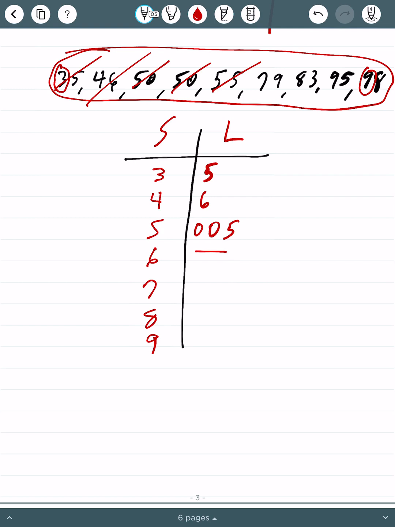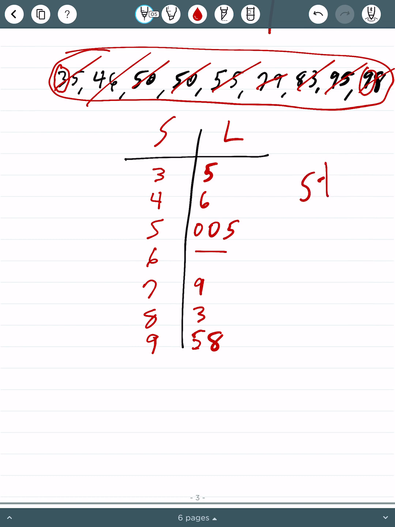Doesn't matter to me. I see a 79. I see an 83, and then a 95 and a 98. Okay, you have now made a stem leaf plot, and I think you'll agree that's a whole lot easier than doing a box and whisker plot.